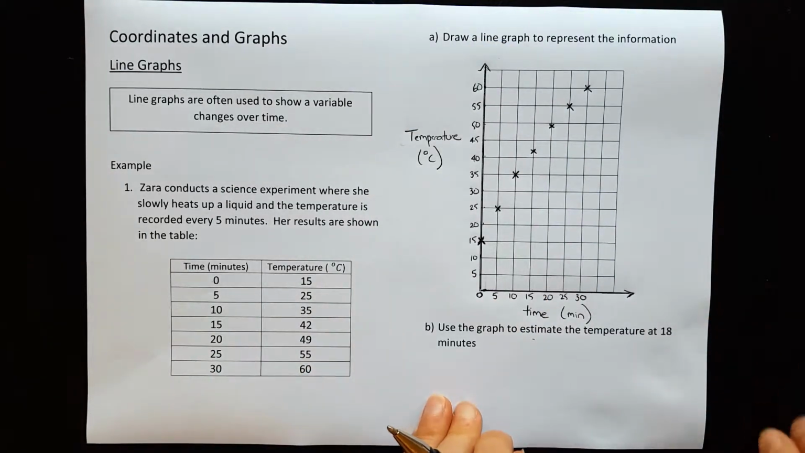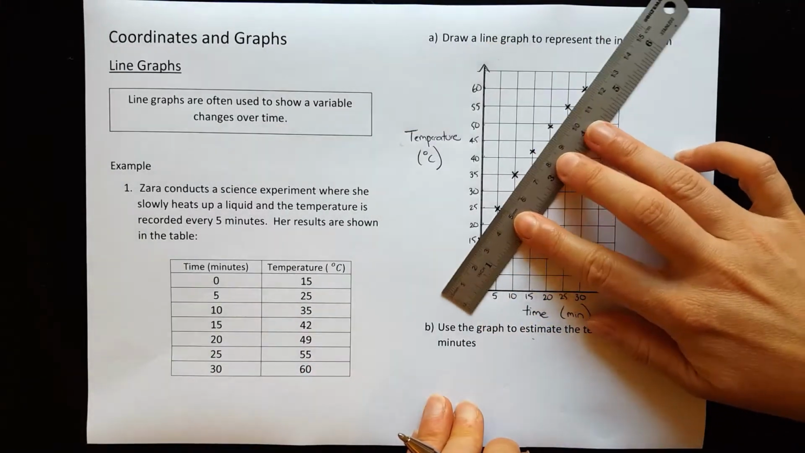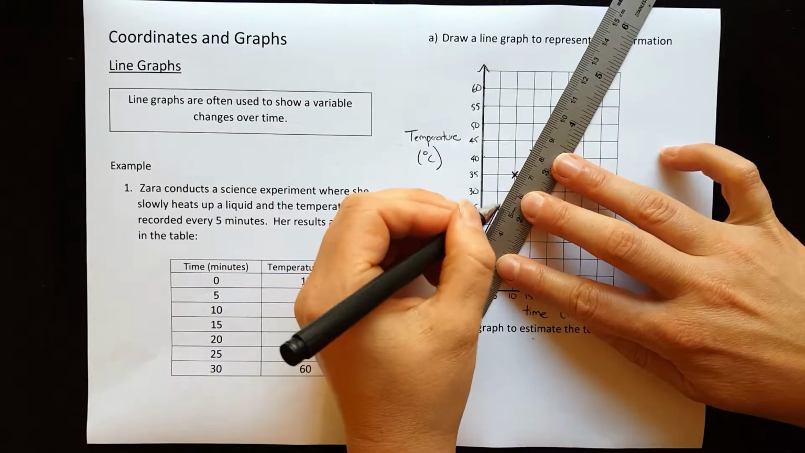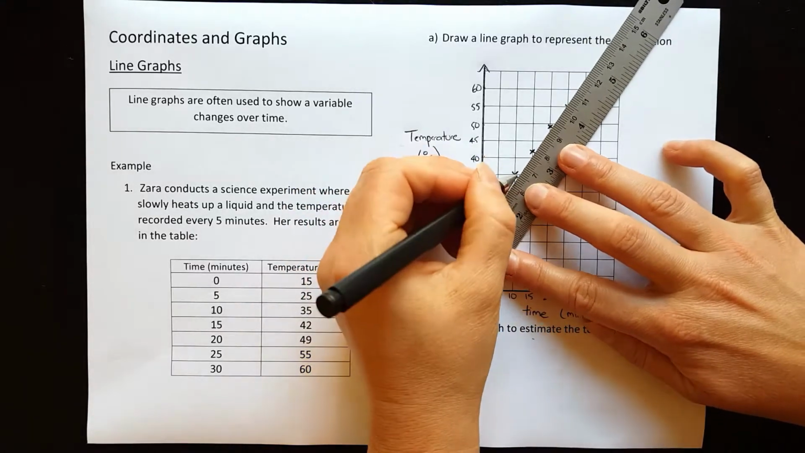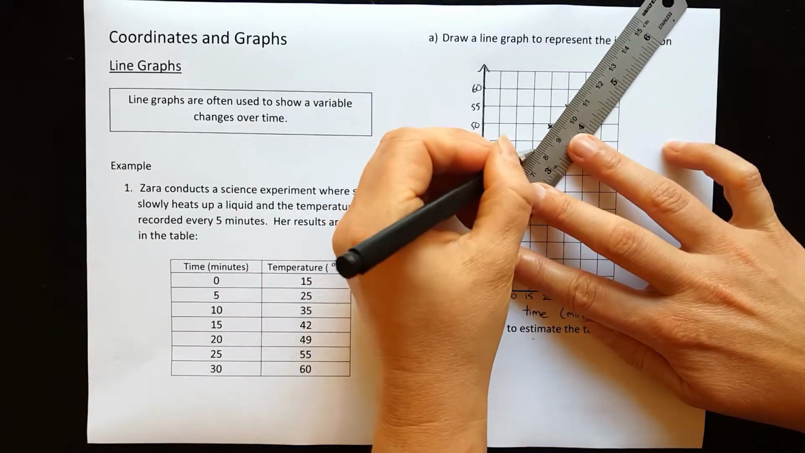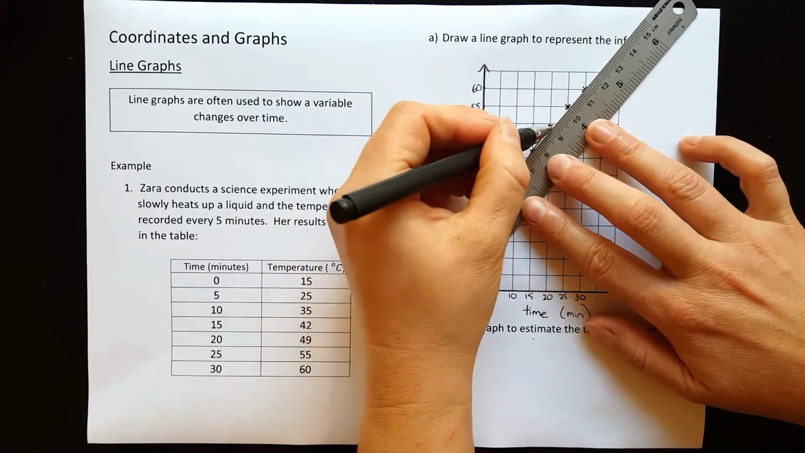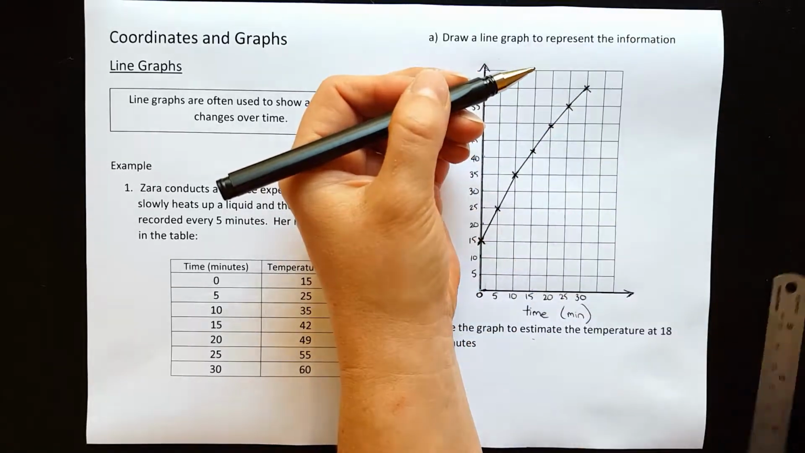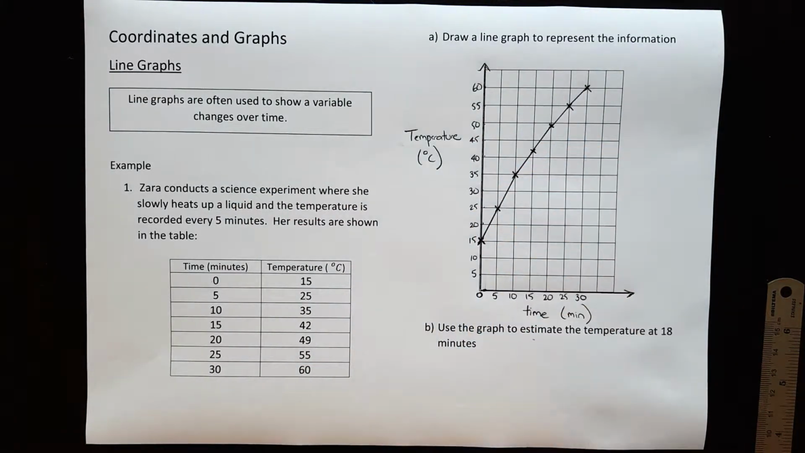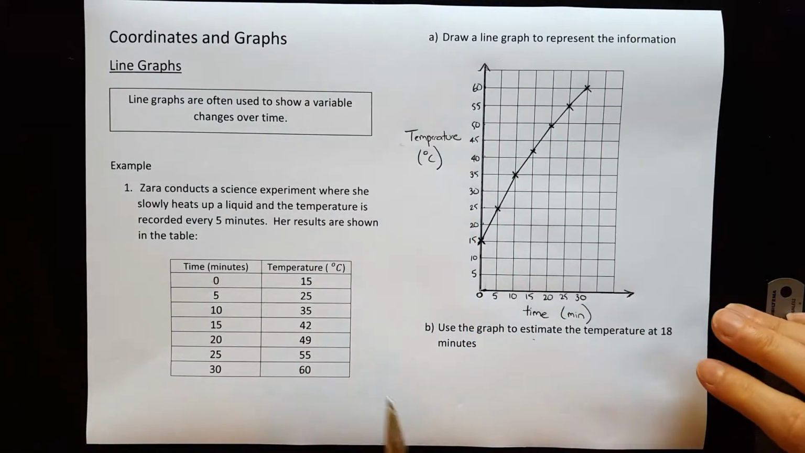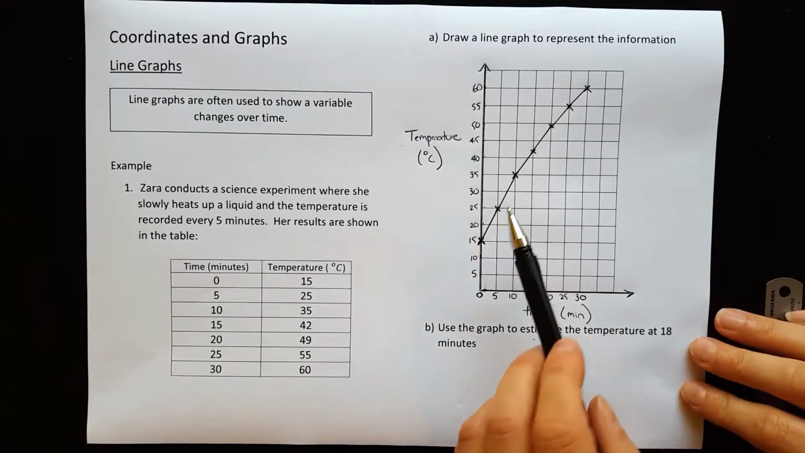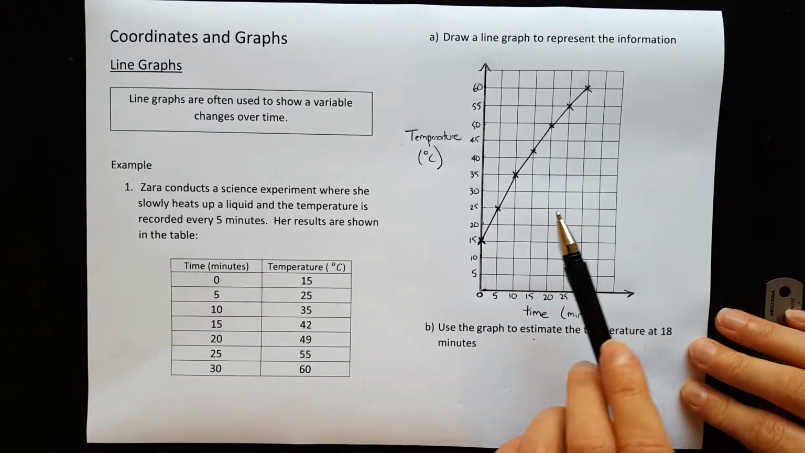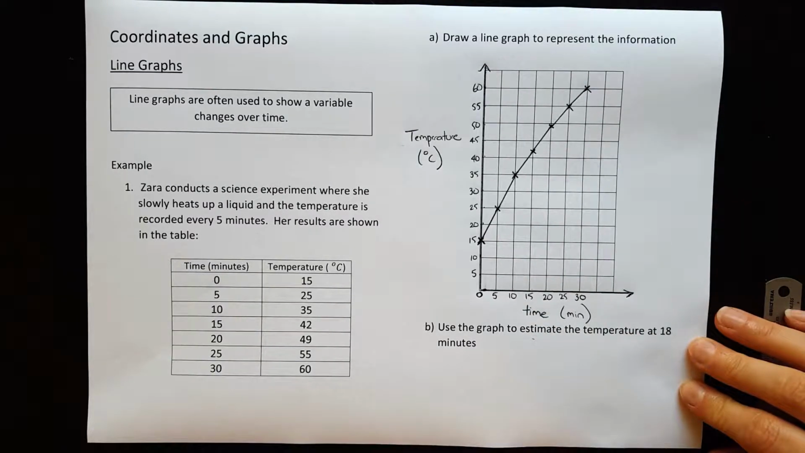Okay, so this isn't a perfect straight line. So what we do is we draw little lines between each of the crosses, joining up each section of our graph like that. So it's kind of bending as it goes up. What is actually happening is that the temperature is not increasing as fast as time goes up.